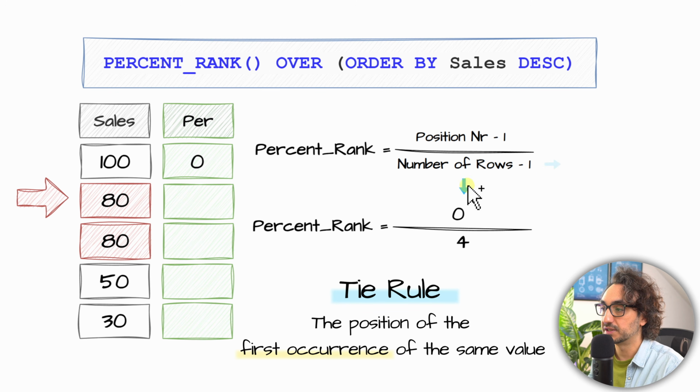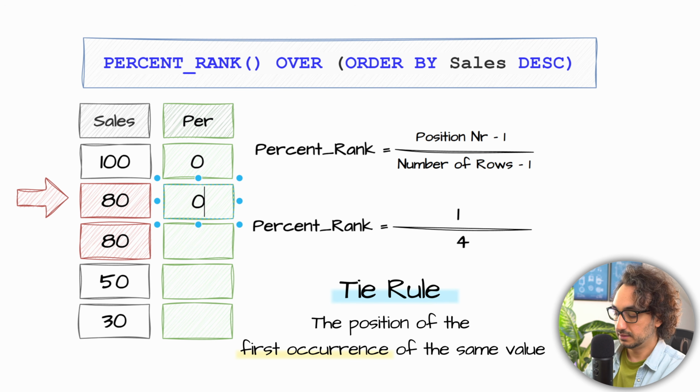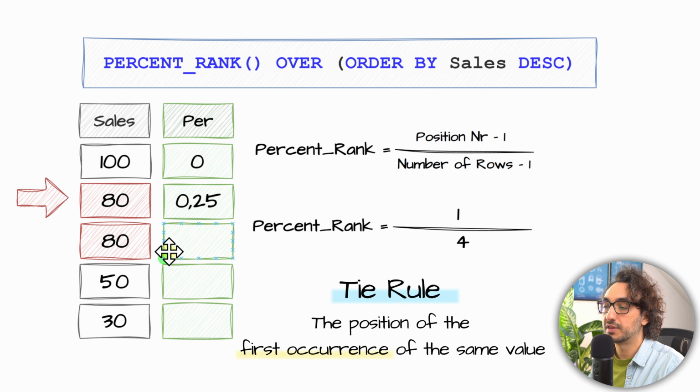So that's why we have position number 2 subtracted by 1, we will get 1, and here the same goes for the number of totals. We have 5, subtract 1, we have 4. Now if you divide 1 by 4, we will get the result of 0.25. So this is the percentage of this value. Now let's go to the next row.